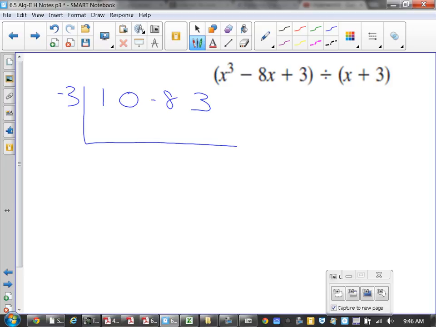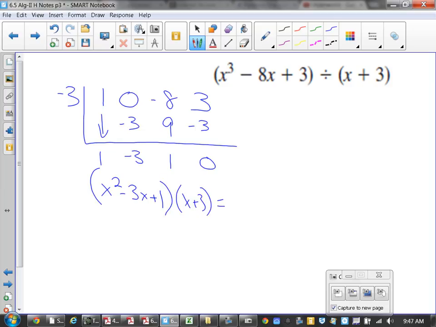What happens if like x plus 3 is like x squared? You don't use synthetic. Okay. Drop the 1. We got a 0, right? That means x plus 3 is a factor. That means that x plus 3 is a factor of x cubed minus 8x plus 3. What happens then is that the answer here is x squared minus 3x plus 1. If I multiplied that by x plus 3, what would I get? I'd get that, minus 8x plus 3.